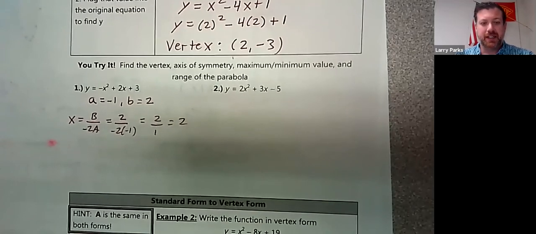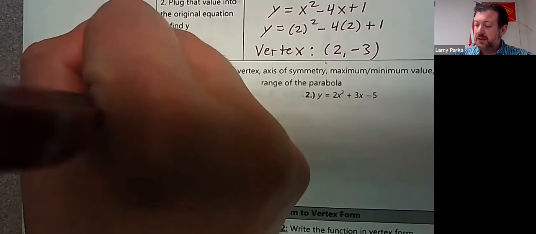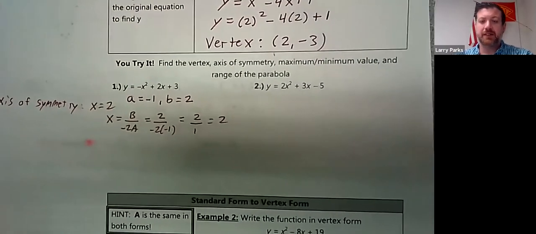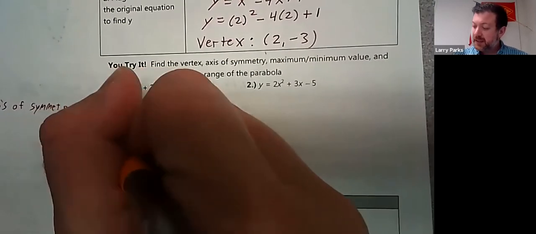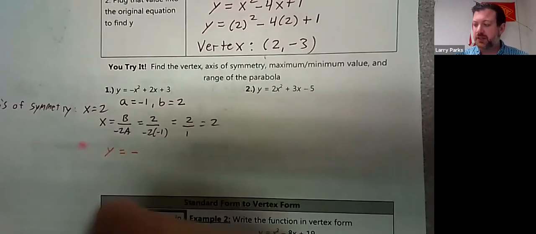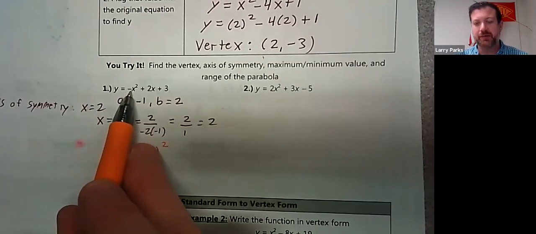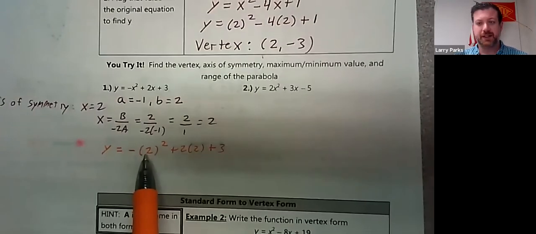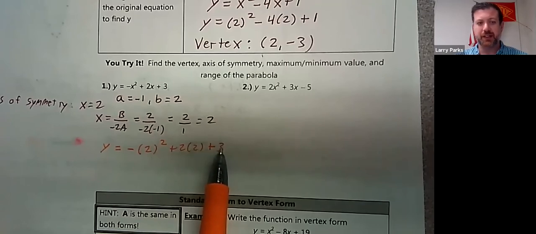So I have just found the axis of symmetry, and I guess I'll put it over here, axis of symmetry is x equals 2. Now, to find the vertex, I would just plug 2 back in. So I could probably do that part in my head. Let's not try doing it in our head. So I would plug 2 in, and I would say, okay, y is negative, and then I'm plugging 2 in. And notice the negative is not in the parenthesis because the negative was already there in front, plus 2 times 2 plus 3. Let's see, 2 squared is 4, make it negative, -4. -4 plus 4, 0, plus 3 is 3. So I just found the vertex is 2, 3.